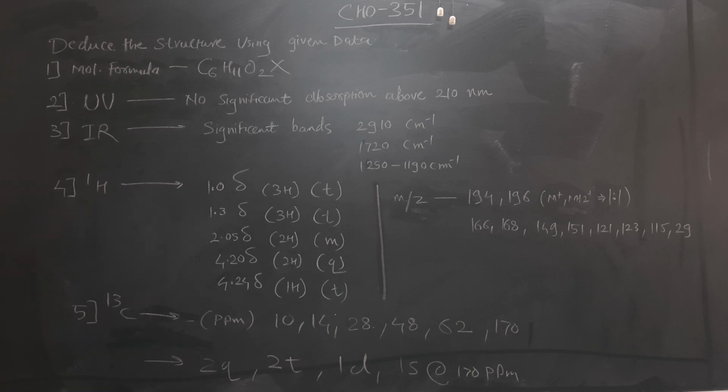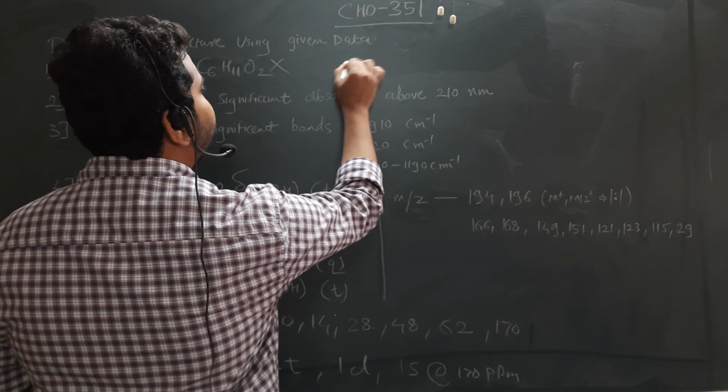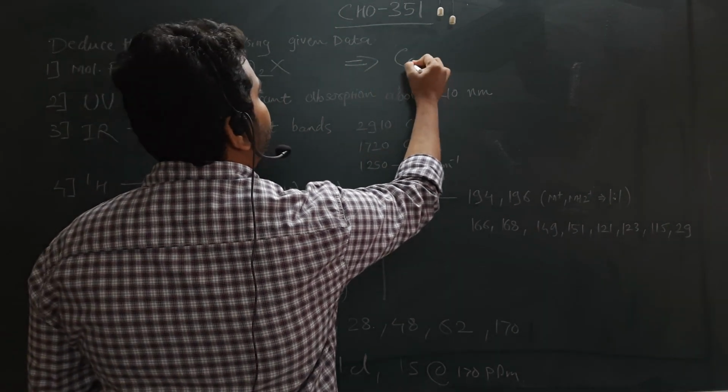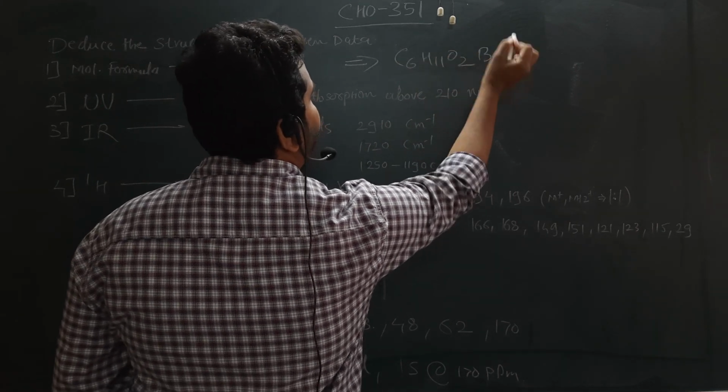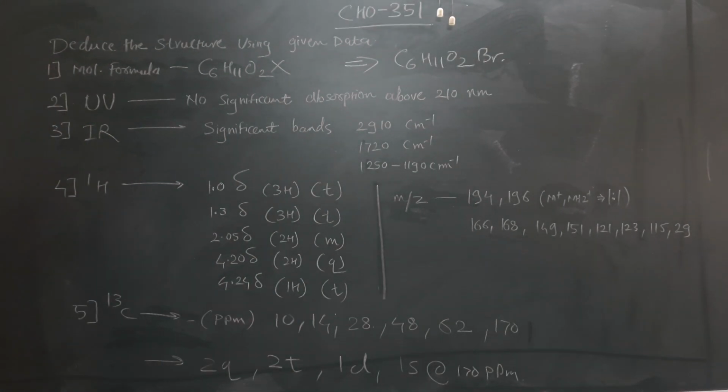So your molecular formula is going to be C6H11O2Br. Now just calculate the site of unsaturation, or degree of unsaturation. What you will get is that the site of unsaturation is 1, by using this formula.